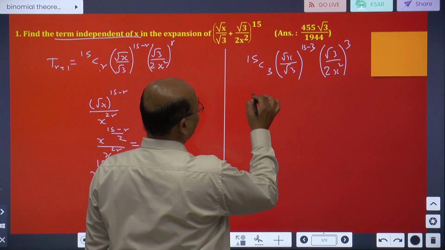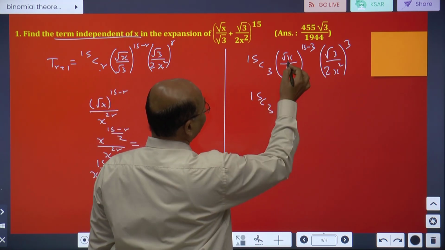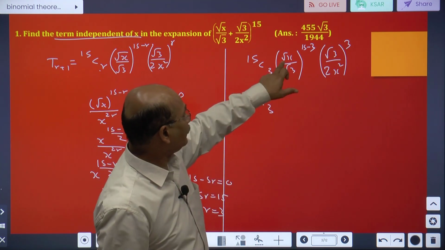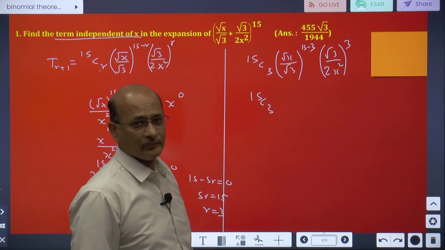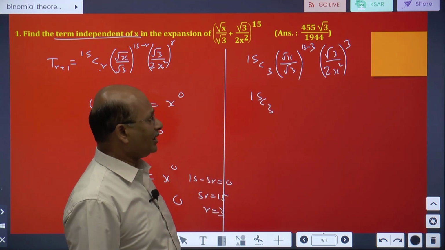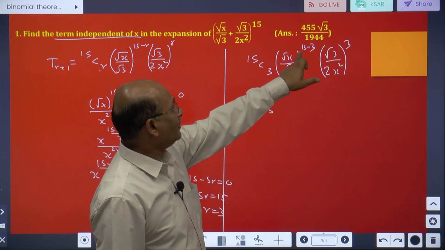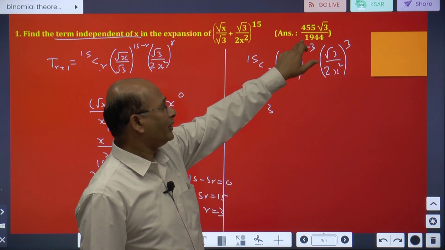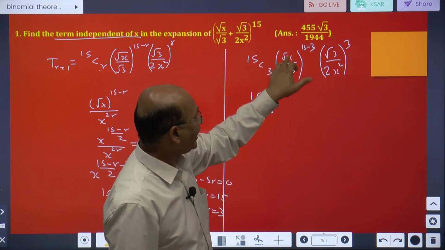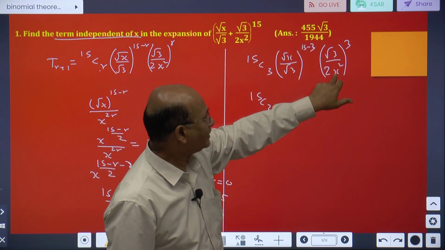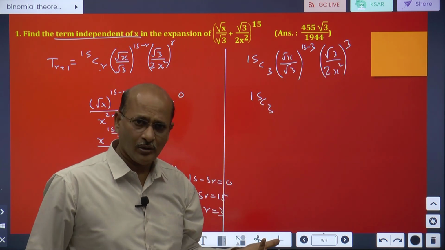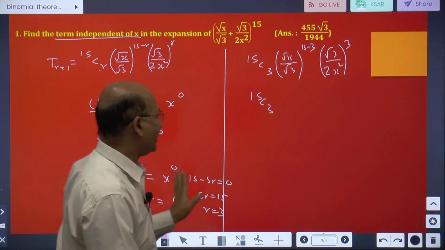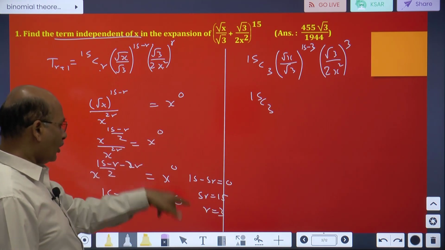So what will be left out now? 15C3. There is no need to solve the x part, because it will be 0. If you want, you can check it out: 15 minus 3 is 12, 12 upon 2 is 6, so x raised to 6, denominator x raised to 6, so 6 minus 6 will become 0. You don't have to solve that and show, it is understood. Because of this only you got the r value as 3.